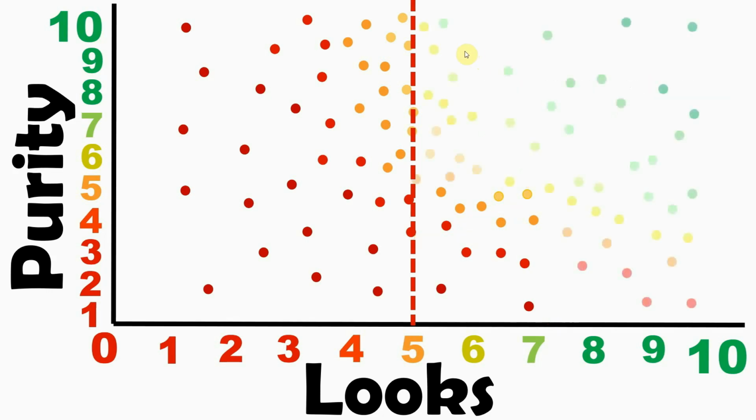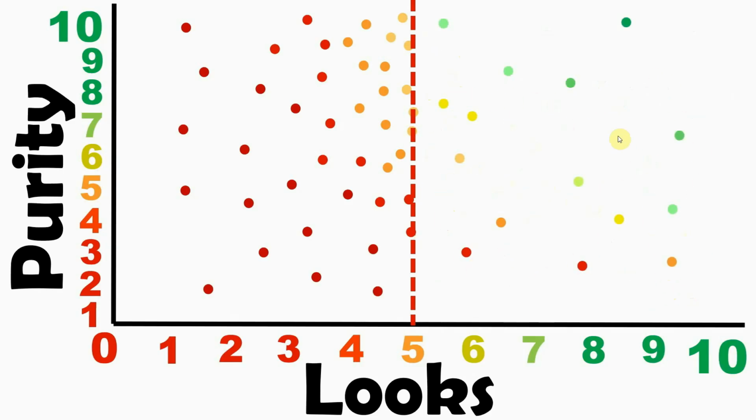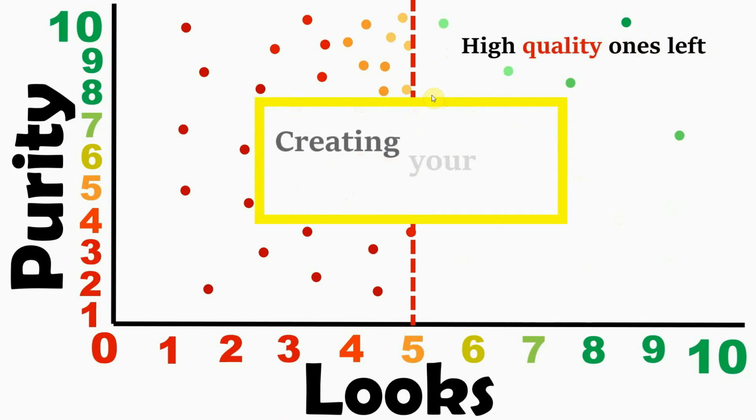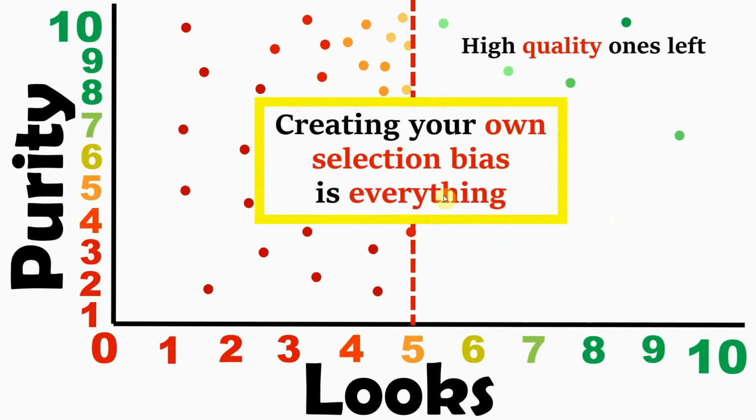Anyway, if we bring everyone back and see what would have happened if you asked for a coffee date instead, after asking everyone, there still would have been a small handful of relationship material girls saying yes to this idea. Then, all you'd have to do is vet for red flags on the first date so you can filter to only the high quality ones. This shows why creating your own selection bias is everything.